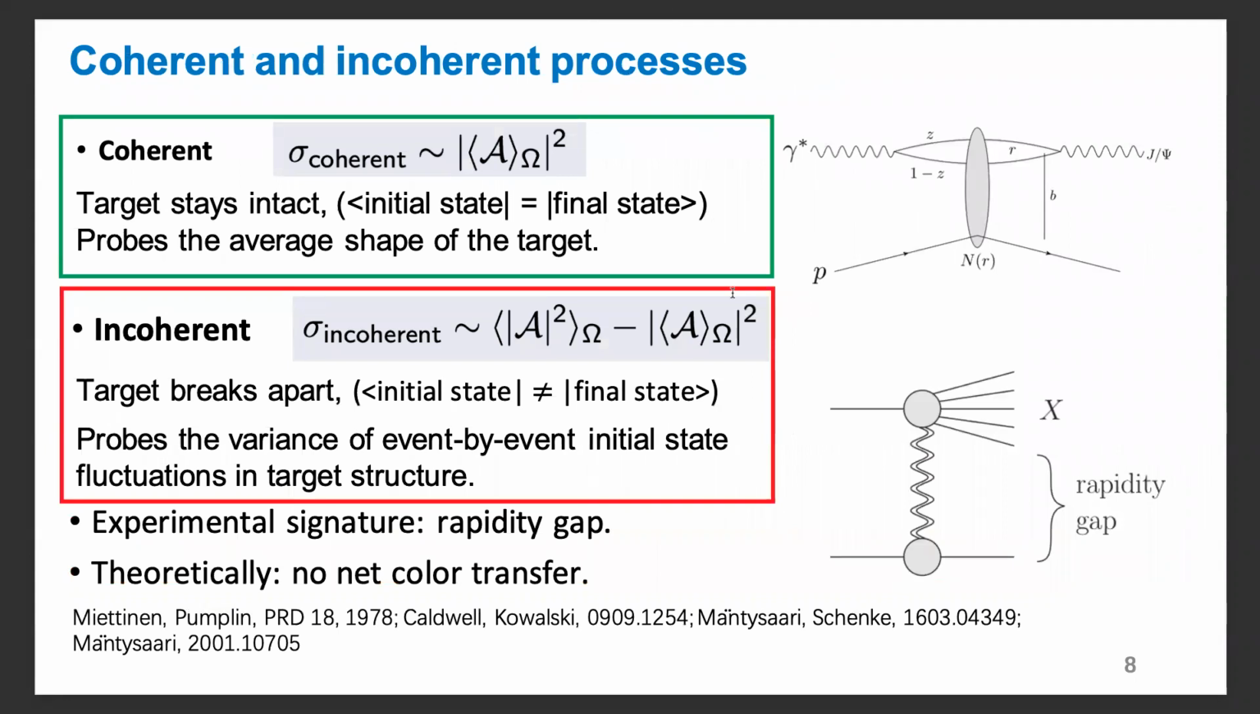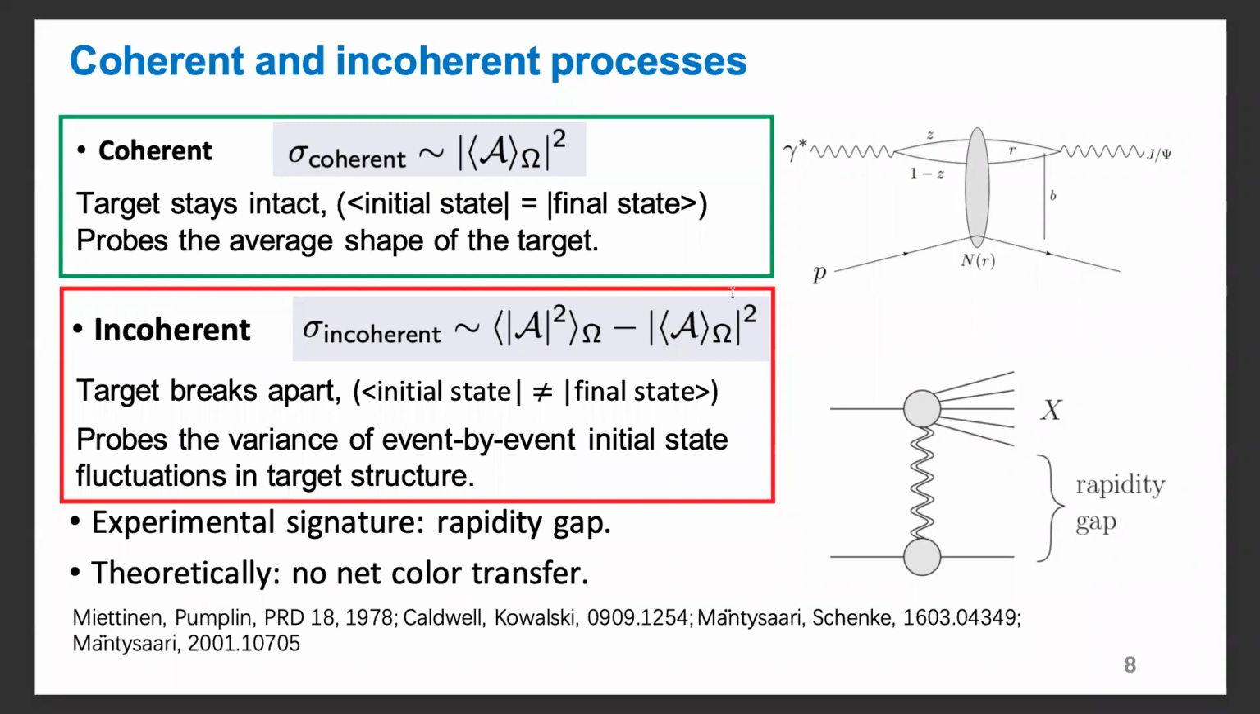As Kong already said, there is the diffractive process. There are two processes: one is the coherent cross-section, and the other is the incoherent cross-section. Coherent means that the target state is intact, in other words, the initial state is the same as the final state. So the coherent cross-section is proportional to the average value of the scattering amplitude, and it probes the average shape of the target.